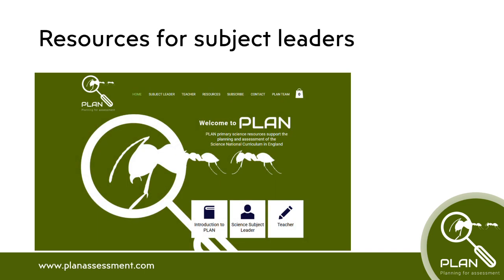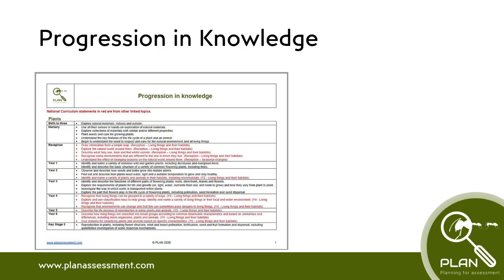There are some additional resources for subject leaders to use. These can be found in the Subject Leader section of the Plan website. The progression in knowledge shows the links between the topics taught in different year groups, so that the subject leaders can easily check that teachers are covering the correct content for their year group and talk about progression through the school.